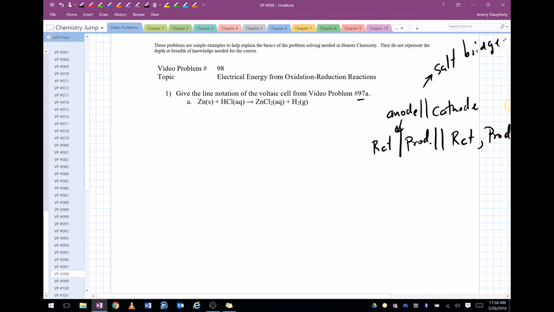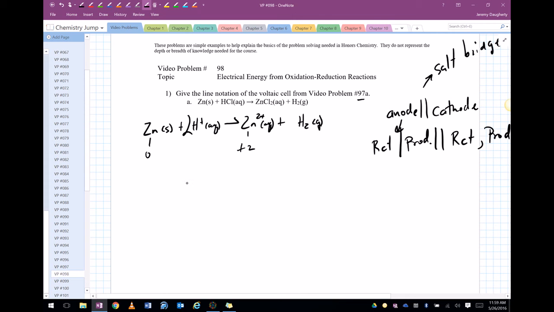So we're going to use the net ionic equation here, so let me write that down. So here's the net ionic equation, and there it is balanced. So let's think about what's being oxidized and what's being reduced. Zinc is going from 0 to positive 2. So zinc is losing electrons. That means it's being oxidized.